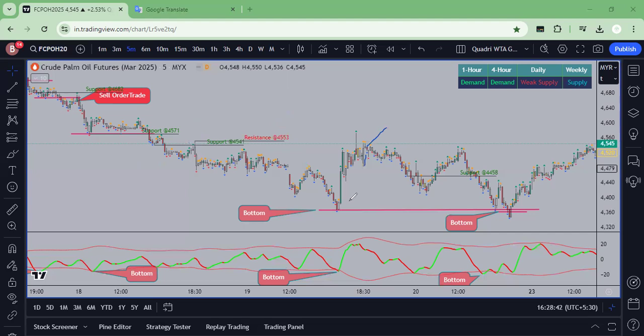This tiny one is the one. It is coming near this particular level. So the entry candle is that one, the red and blue candle, the supply candle and demand candle.